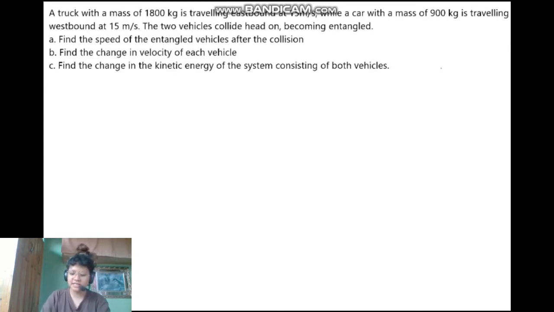So for this, let's make a simple diagram. Say this is the truck, and let's make a car. Both are going 15 meters per second, eastbound and westbound.